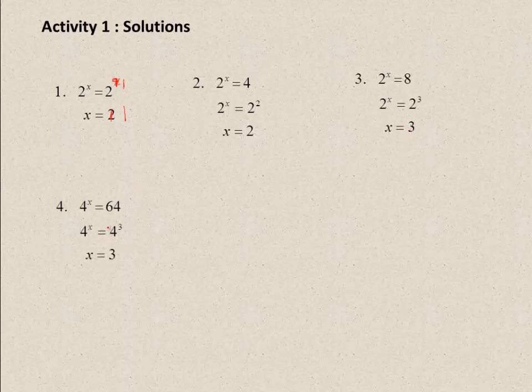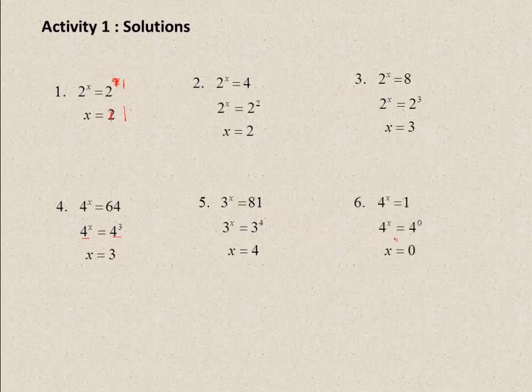Number 4. The only trick on number 4 is how do I write 64? Now, there are various ways in which I can do this. But one way of writing 64 is 4 cubed. I try to ensure that I have the bases which are the same. And in this case, x is equal to 3. Number 5. No difference on number 5. I have 81, which is 3 to the 4. X is equal to 4.